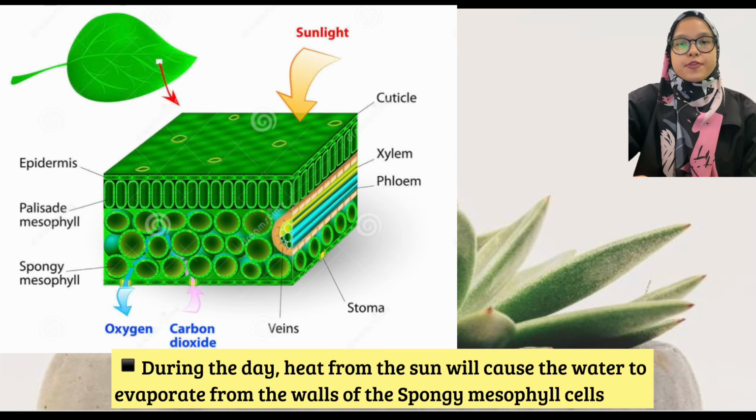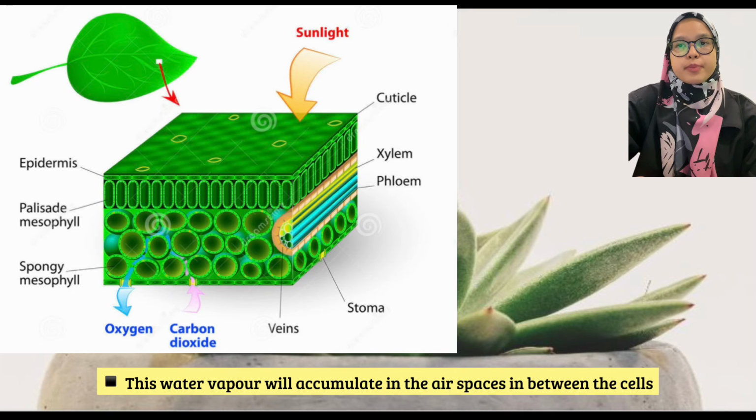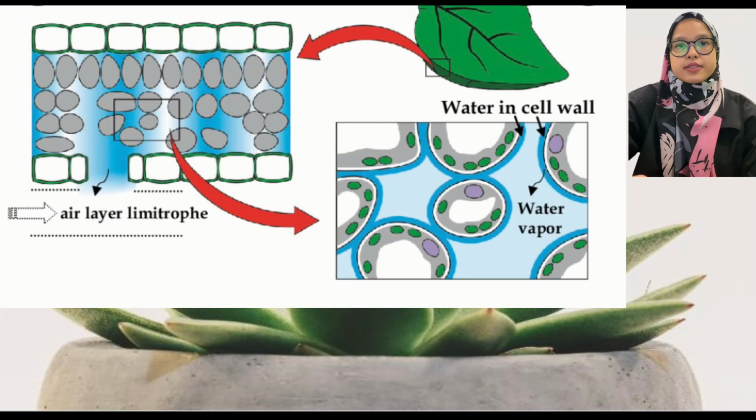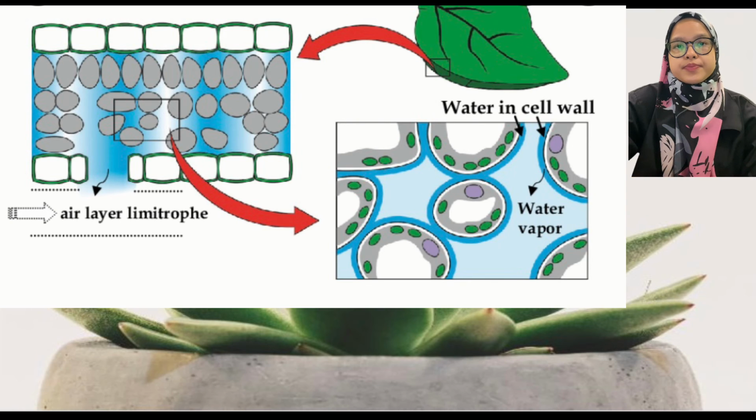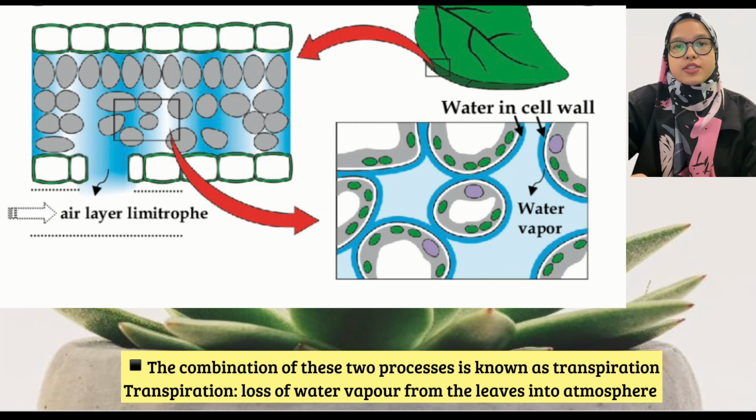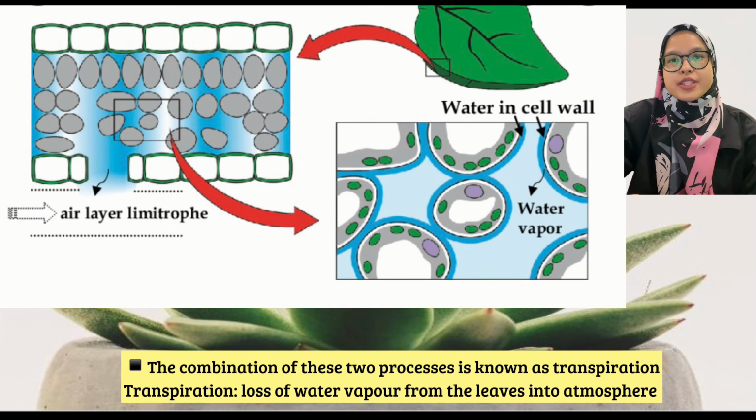During the day, heat from the sun will cause water to evaporate from the walls of the spongy mesophyll cells, and this water vapor will accumulate in the air spaces in between the cells. The water vapor will diffuse out of the leaf through the stomata into the atmosphere by the process called diffusion. The combination of these two processes is known as transpiration. What is transpiration? Transpiration is the loss of water vapor from the leaf into the atmosphere.